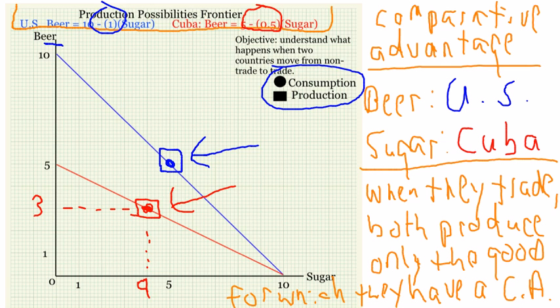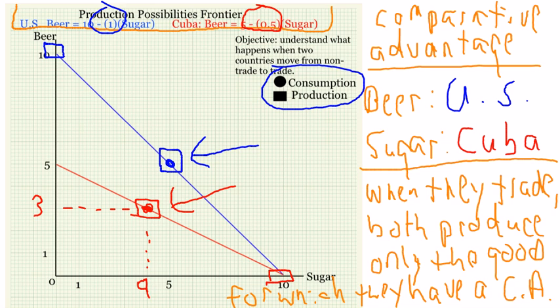So I'm going to put my rectangle at 10. They're going to produce 10 beer, no sugar. For Cuba, they have a comparative advantage in sugar, so they're going to produce only sugar. So the U.S. produces only beer, Cuba produces only sugar. But each country wants both, meaning the U.S. doesn't want to consume only beer, it wants sugar too. Cuba doesn't want to consume only sugar, it wants beer too.